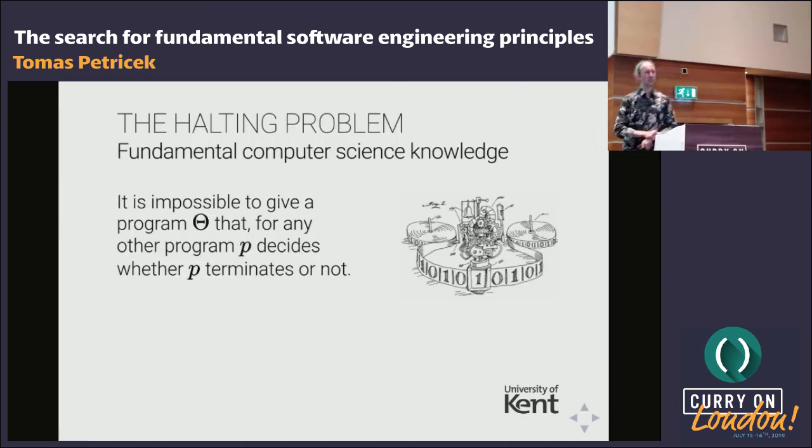So if you look at computer science, we have things like the halting problem, which is a fundamental computer science knowledge. If you go to university, they'll teach you what this is. And it says that it's impossible to give a program that for any other program P will decide whether P terminates or not. Objection? Yes? You have to include the data. Yes, you have to. With its data. It's a simplified version, but yes, it wasn't written fully formally, and the point is you have to write it fully formally for this to actually be fundamental computer science knowledge.